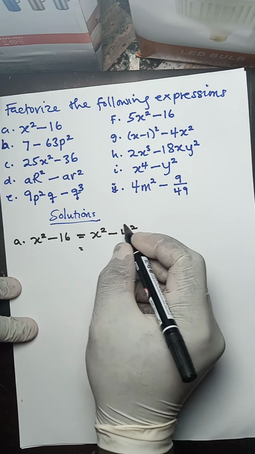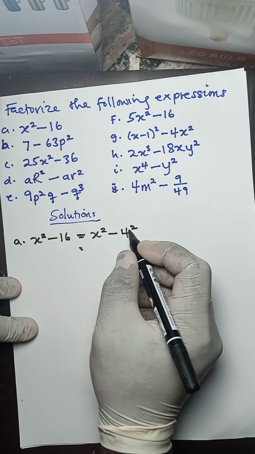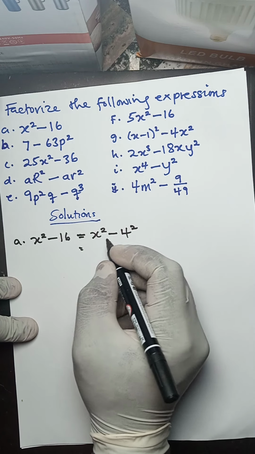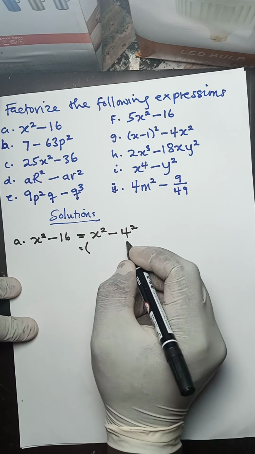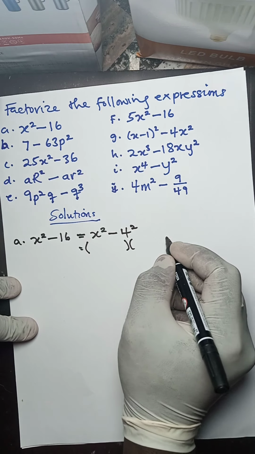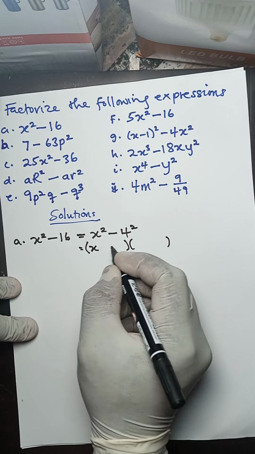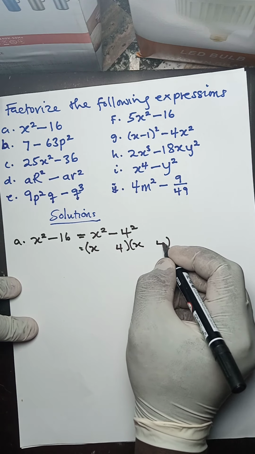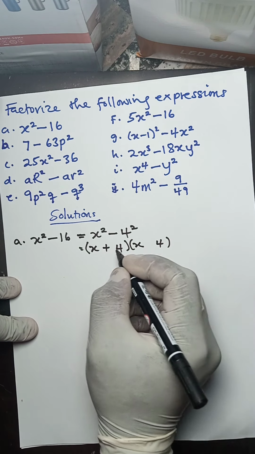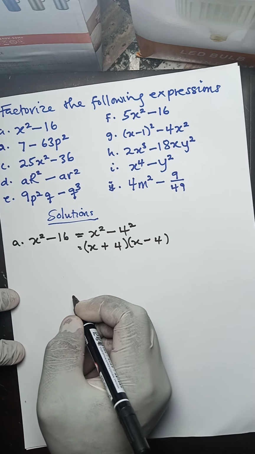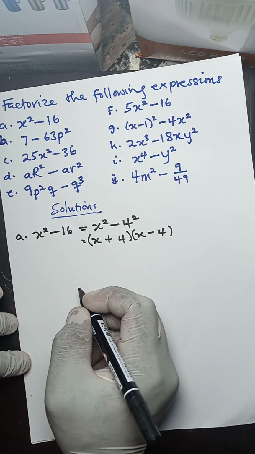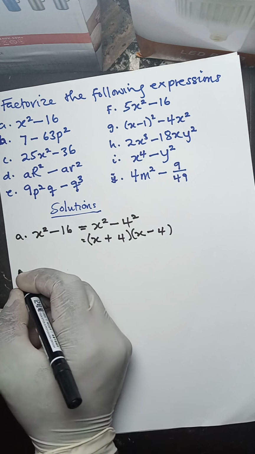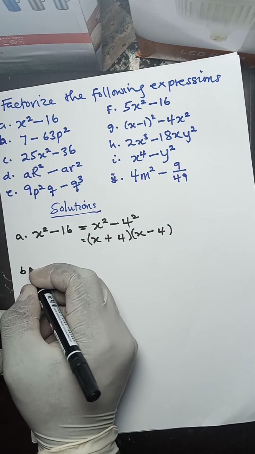Because this represents a difference of two squares, since we have two squares with a minus, I'll open my two brackets. I'll put the x here, and I'll put the 4 here. I'll put the x here, and the 4 here. One bracket plus, the other one minus, and this will be our answer. So you can see that it's very, very simple.